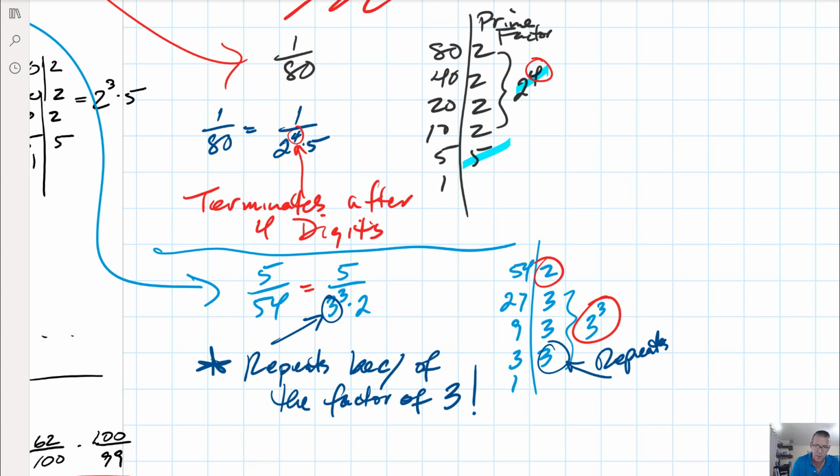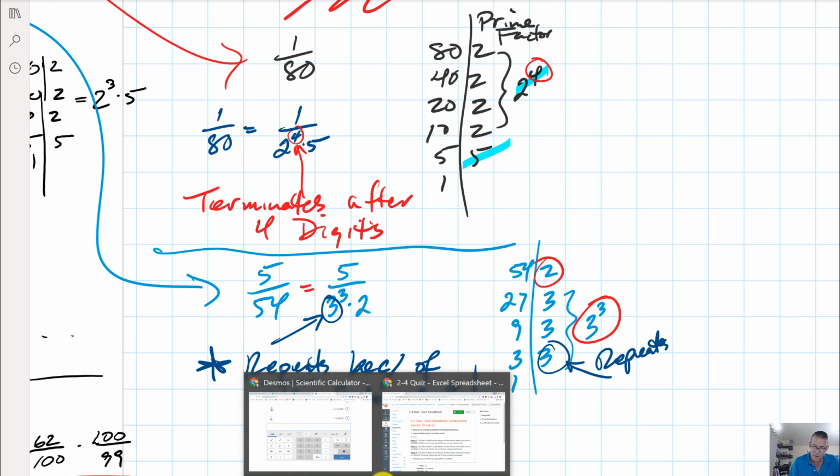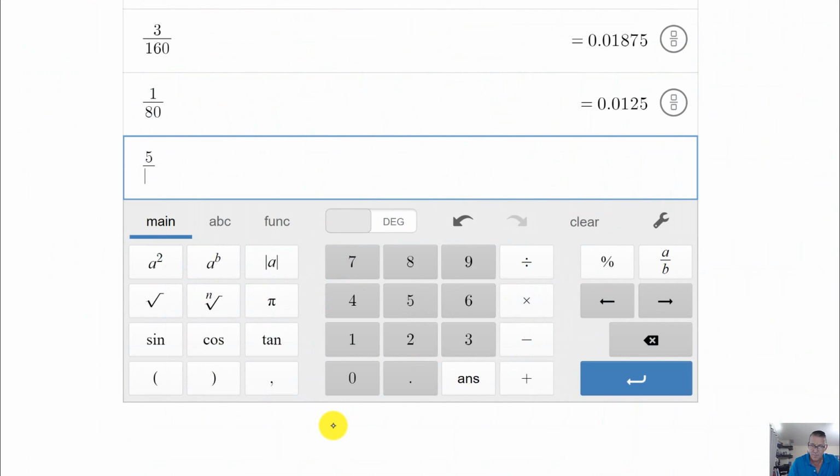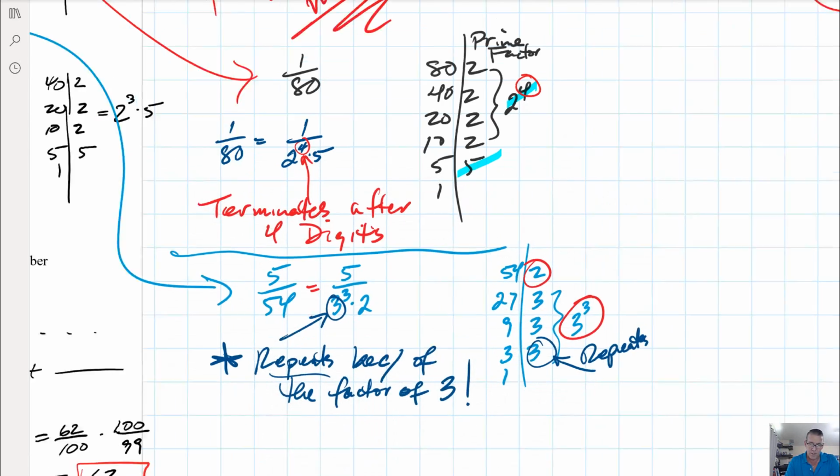So get used to learning how to explain your thoughts, explain your reasoning. If you have only factors of 2 and 5, it's going to terminate after some point. If you have factors other than 2 and 5, like 3, 7, 11, anything other than 2 and 5, it's going to repeat. I can prove that to you too. You just take 5 divided by 54. Boom. And notice it repeats. Okay, look at that. So it goes 925.0, 925, 95, 95, 95. It repeats. Boom. Okay. So let's get back to the test here.